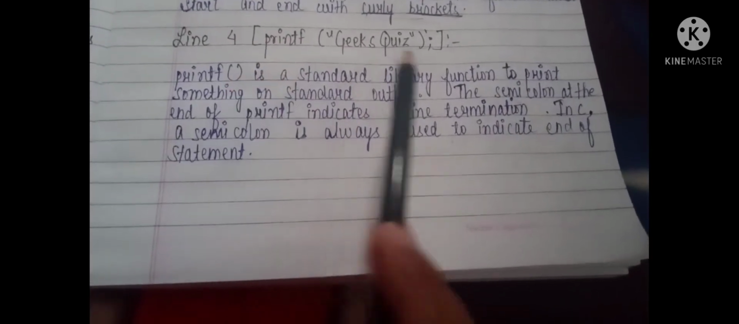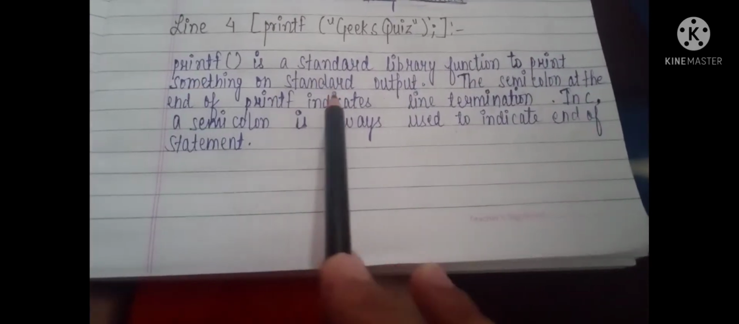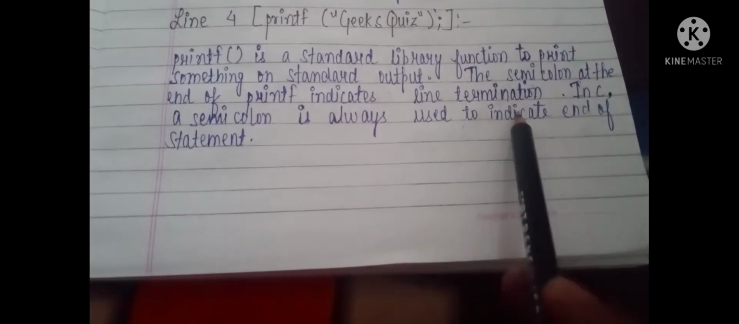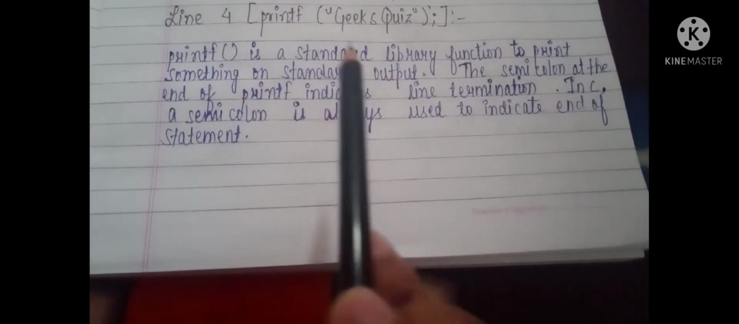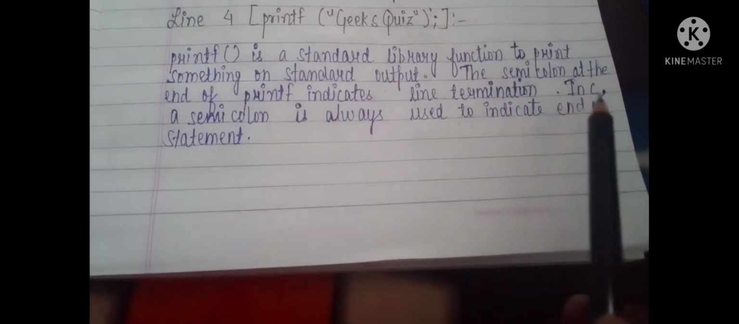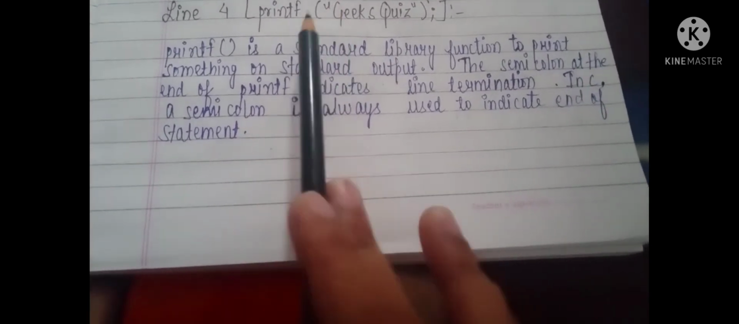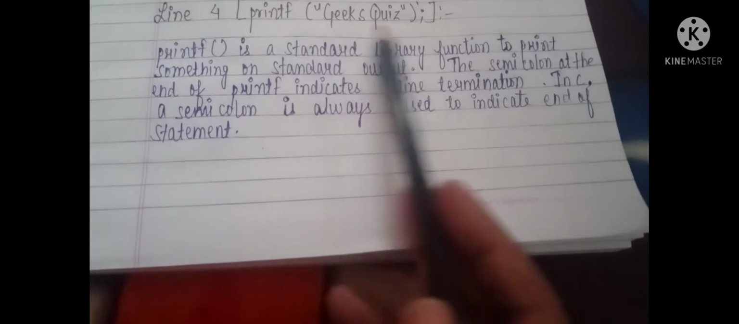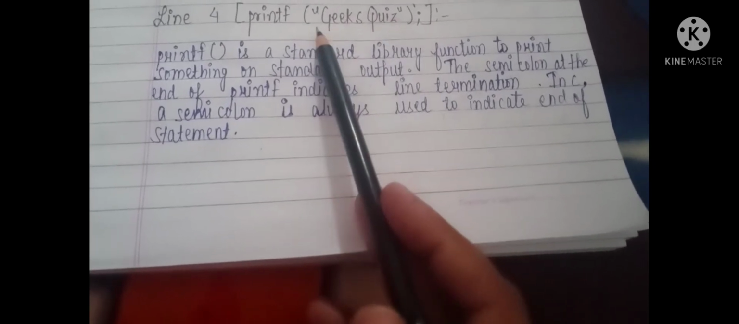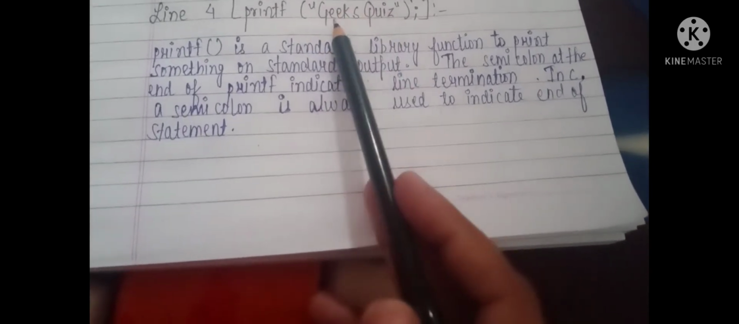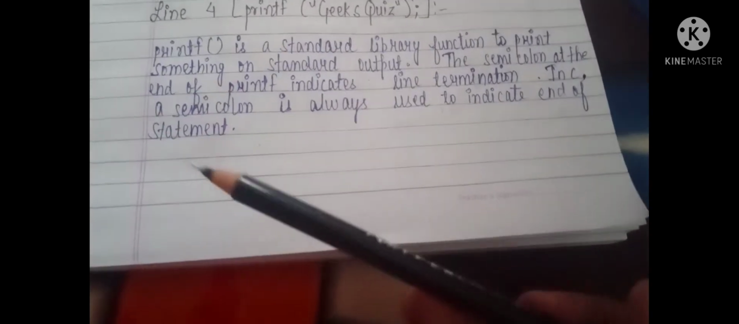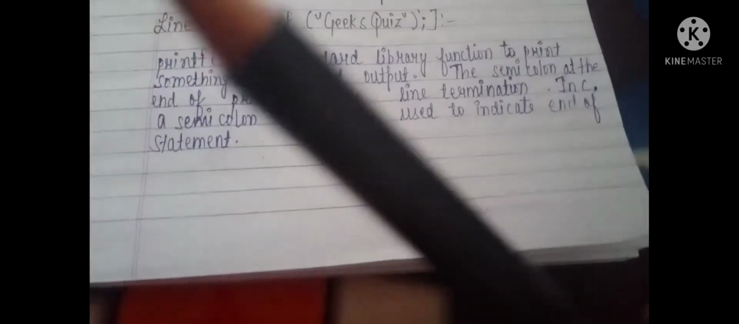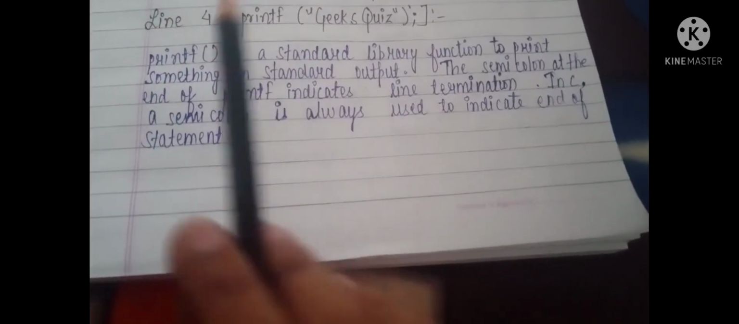So printf is a standard library function to print something on standard output. The semicolon at the end of printf indicates line termination. In C, a semicolon is always used to indicate the end of a statement. So printf Geeks Quiz means printing whatever is given there. If it was written not Geeks Quiz but a, then we would print a. Whatever is given in the function to print, we will do that.